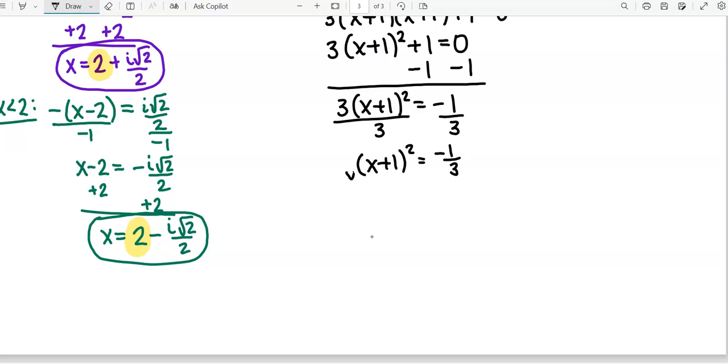Square root. So I'm going to end up with the absolute value of x plus 1 is equal to, I've got the square root of -1 on the top, which is what? i. And then I've got the square root of 3 on the bottom. How do I fix that?